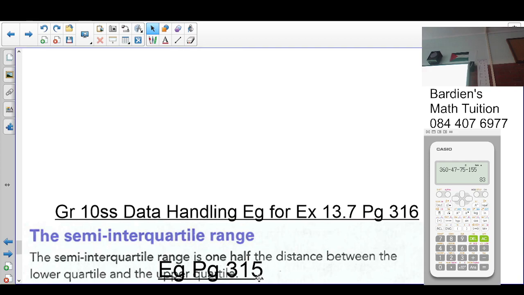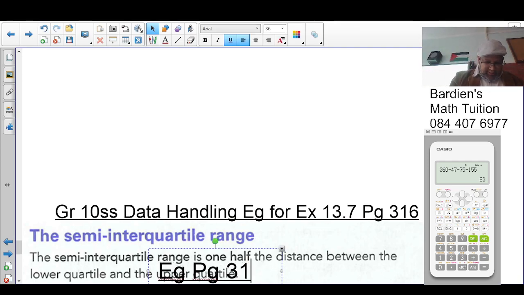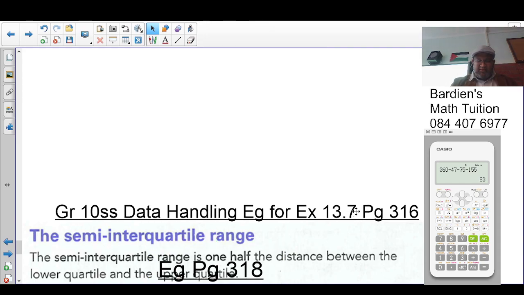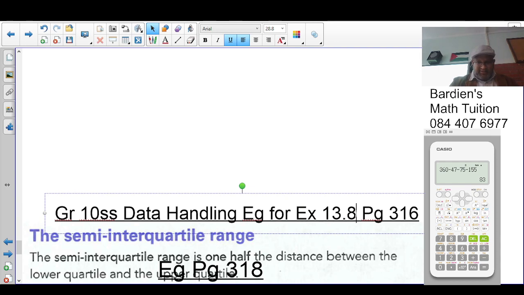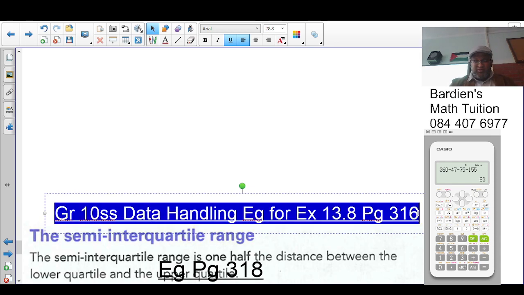So we're reading from page 18. And this is on exercise 13.8, for page 380.